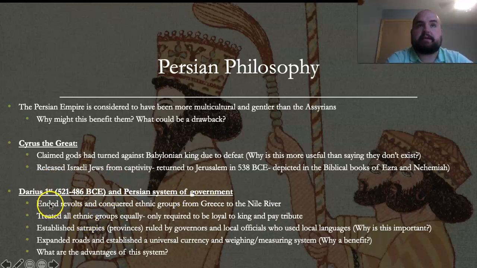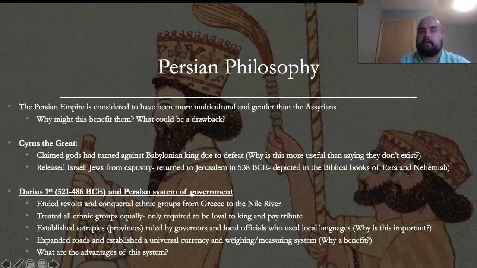He was militarily successful, and he ended many revolts and conquered all sorts of ethnic groups from Greece to the Nile River. However, he did treat all ethnic groups equally. The only thing you were required to do when you became a Persian citizen was to be loyal to the king and pay tribute. He established satrapies, also known as provinces, which were ruled by different governors and local officials who also used local languages. He also expanded roads and established a universal currency.